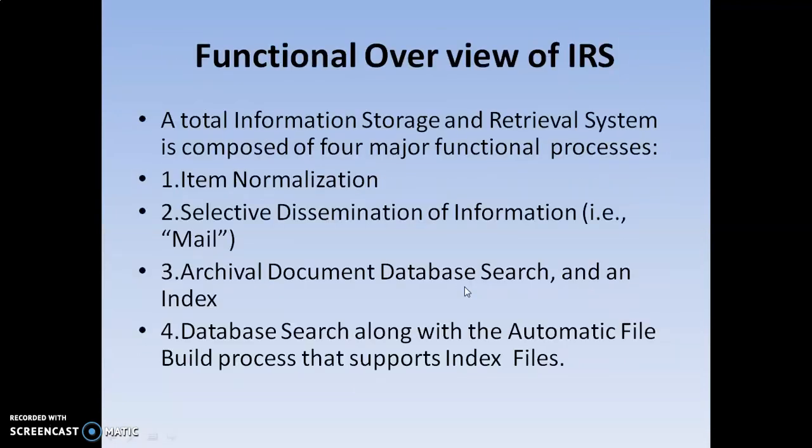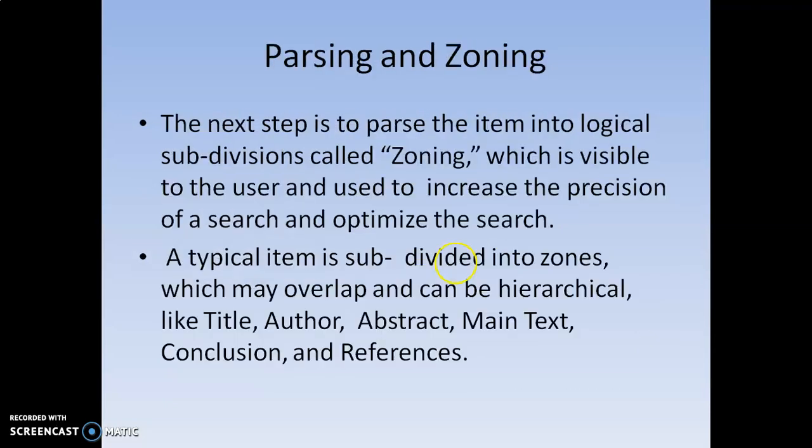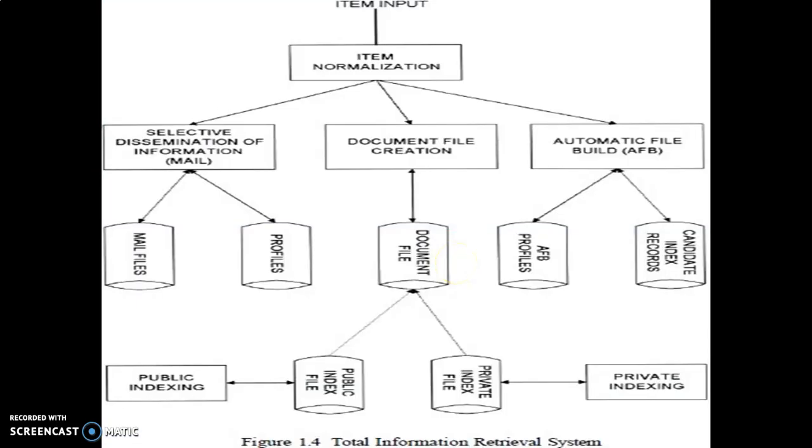The total information storage retrieval system is composed of four major functional components. The first one, as we have seen in the previous diagram, is item normalization. The second one is the selective dissemination of information. The third one is document file creation, and the fourth one is automatic file build. So these are the four different components we are having.